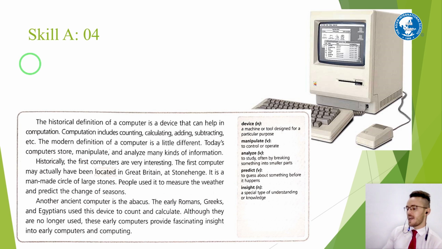The first computer may actually have been located in Great Britain at Stonehenge. It's a man-made circle of large stones. People used it to measure the weather and predict the change of seasons. Another ancient computer is the abacus. The early Romans, Greeks, and Egyptians used this device to count and calculate. Although they are no longer used, these early computers provide fascinating insight into early computers and computing.